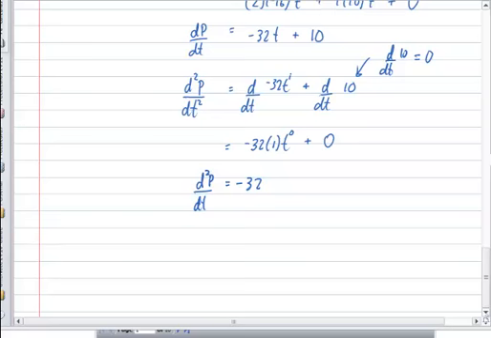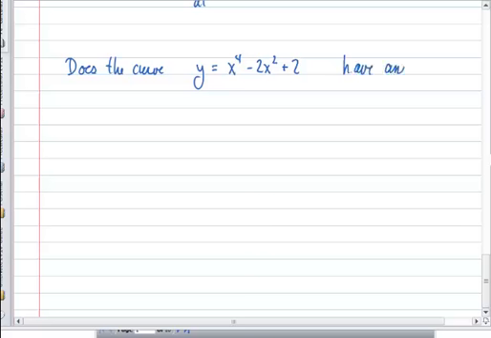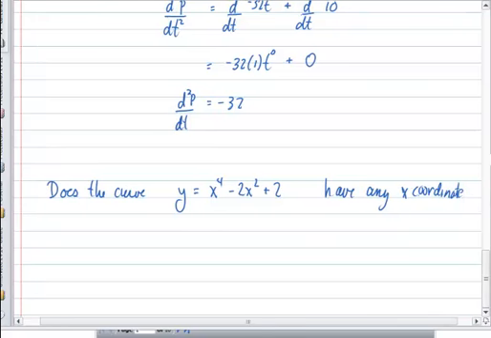Moving along, let's figure out how we're going to use this to help us do an equation of horizontal tangency. So we'll look at a problem. Let's say that we have, does this curve y equals x to the fourth minus 2x squared plus 2 have any x coordinates with horizontal tangency.